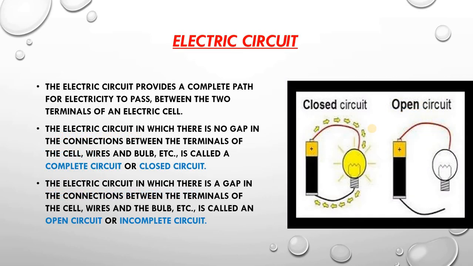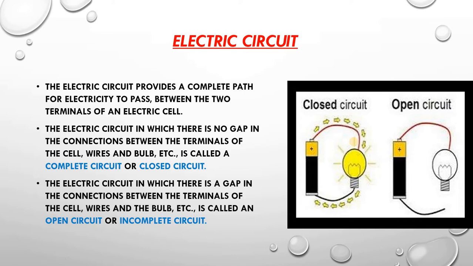Now, the electric circuit in which there is no gap in between the connection of the terminals of the cell is called a complete circuit or closed circuit. Here you see, this one is the closed circuit. This is the battery, these two are the connecting wires, and this is the bulb. Okay, can you all see, is there any gap in this closed circular path? No, there is no gap. So this type of circuit is known as a complete circuit or closed circuit.